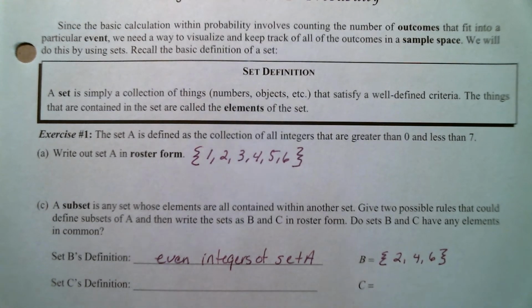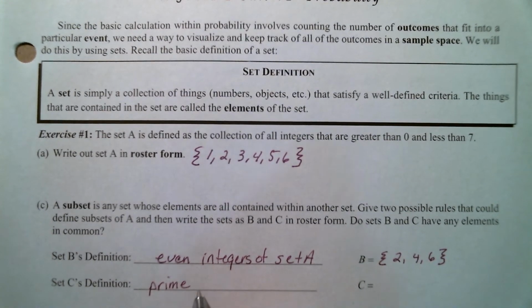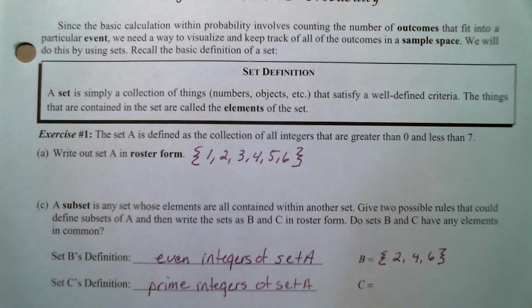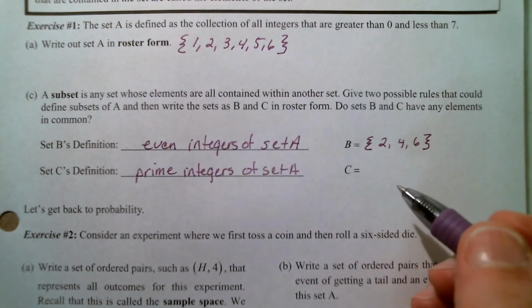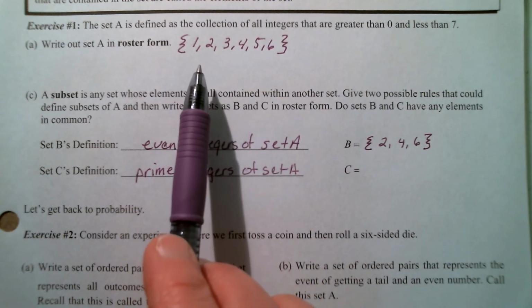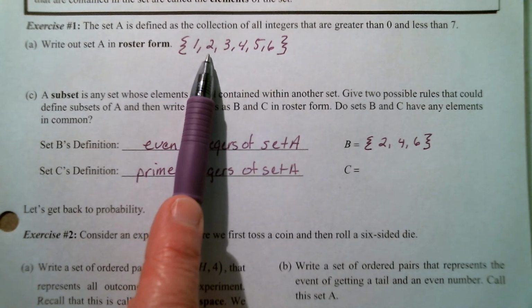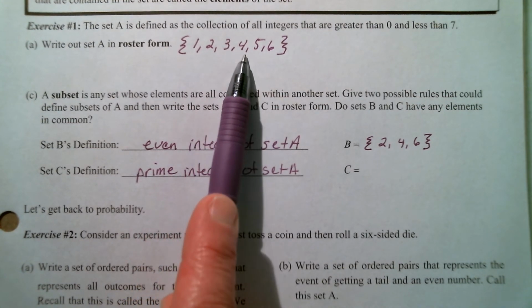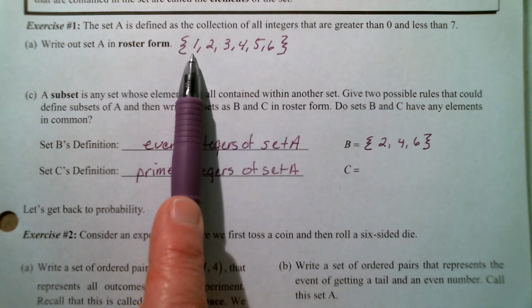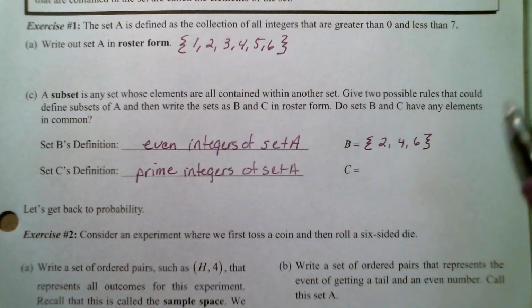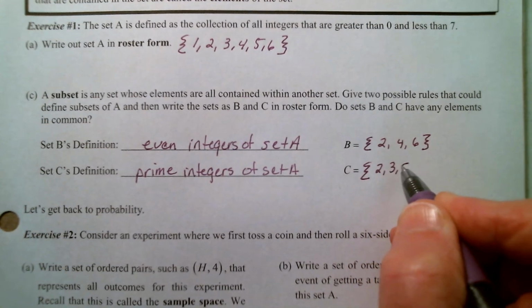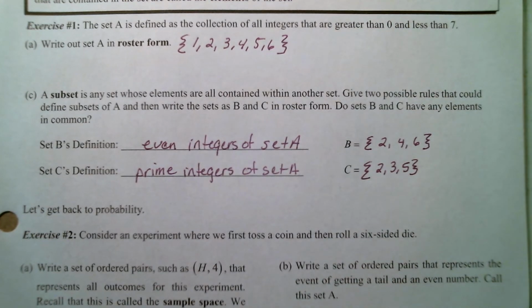Set C's definition, prime integers of set A. Your first prime number is 2. Right? Prime numbers have only 2 factors, the number 1 and the number itself. So 2's factors are 1 and 2, 3, 1 and 3. 4 is not prime because another factor of 4 other than 1 and 4 is 2. 5 is prime. 1 is not prime because it has only one factor, 1. So 2, 3, and 5 are our prime numbers from set A.